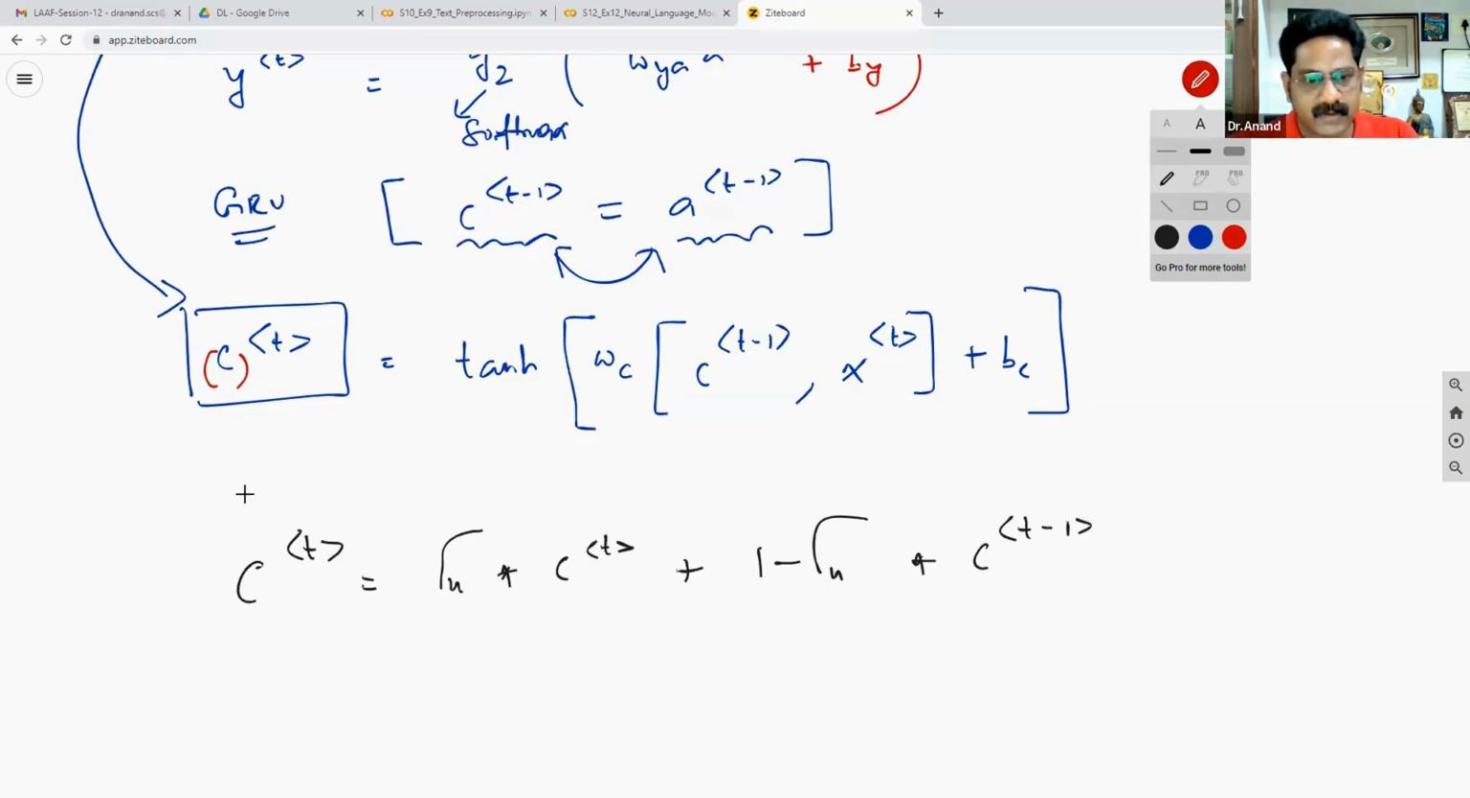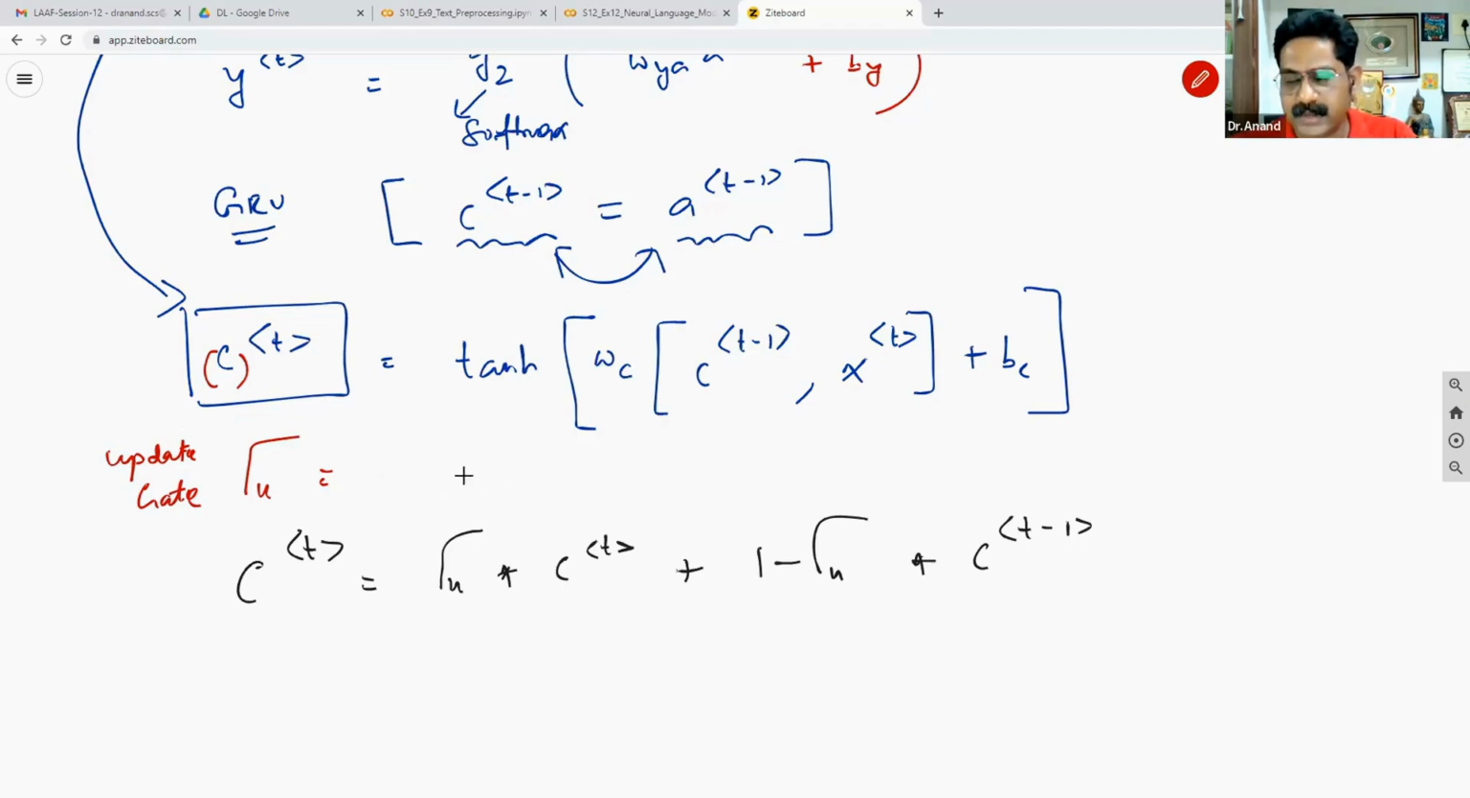What is the name given for this tau U? It is a gating mechanism. So this U actually refers to the update gate. Gate, in the sense, is going to do some kind of filtering. That sense you can understand. It is going to do some kind of filtering process. What kind of filtering process is it going to do?